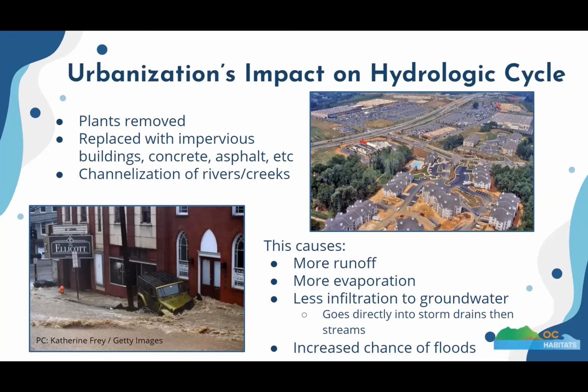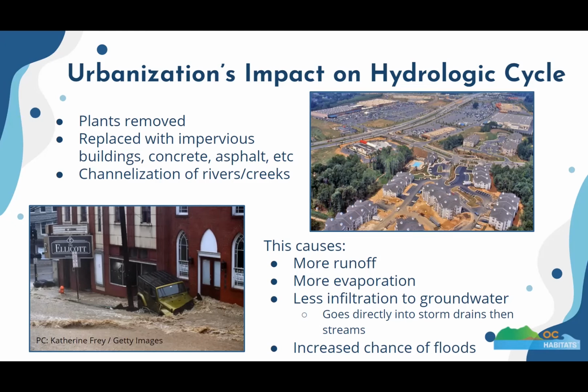And impervious surfaces means that the water can't soak through it. It will just run off of it. Another way that we're preventing that water from soaking into the ground is channelization of rivers and creeks. We do this a lot, especially in Southern California, where we'll artificially modify our rivers or streams with concrete riverbeds so that they flow a certain way and to protect from flooding. However, this prevents water from soaking into the riverbed and into other parts of the state and into groundwater.